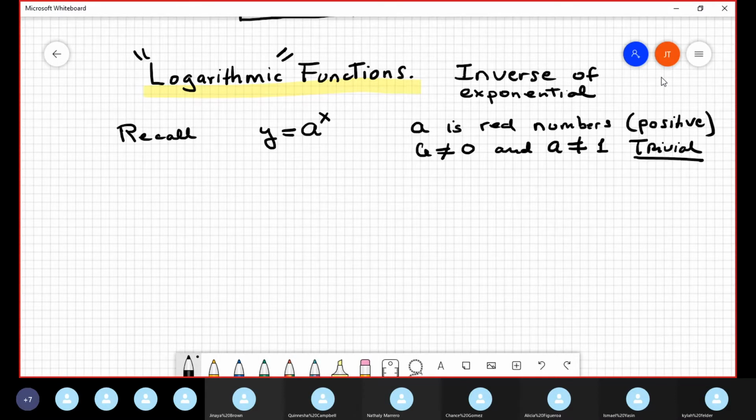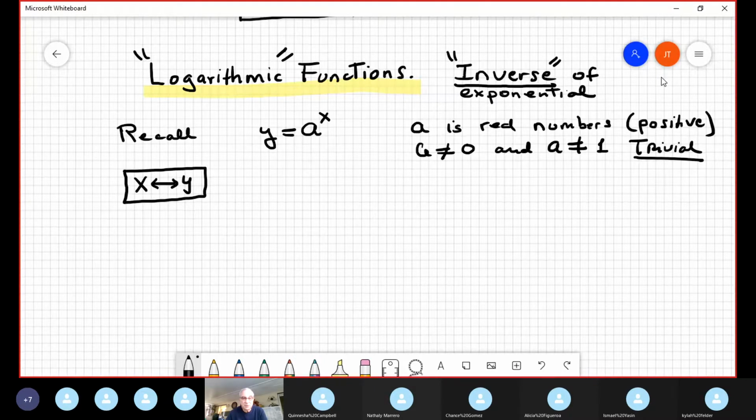Okay, so this is the exponential, I suppose you remember. But now I want to find the inverse of the exponential. And remember, the idea for the inverse is to interchange x and y. This is the key idea for finding the inverse function of any function. So x is equal to a to the y. Okay, this is the inverse.